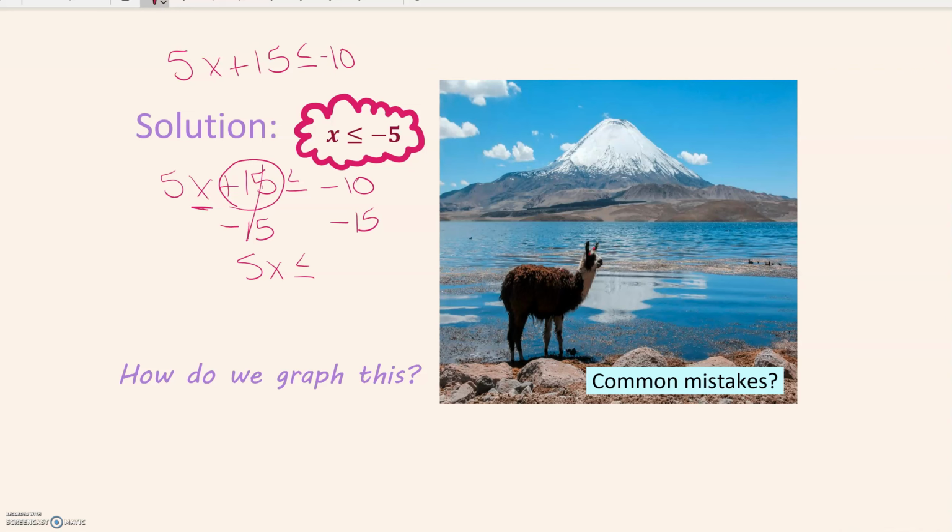That's going to be a party because I have the same signs. So I have 10 bad people. I have 15 more bad people. I'm going to have 25 bad people in the end.